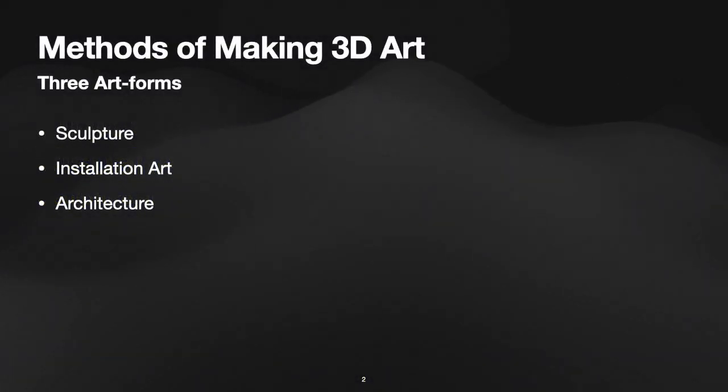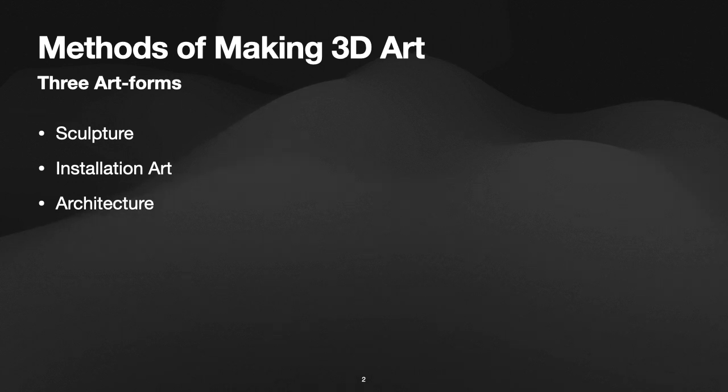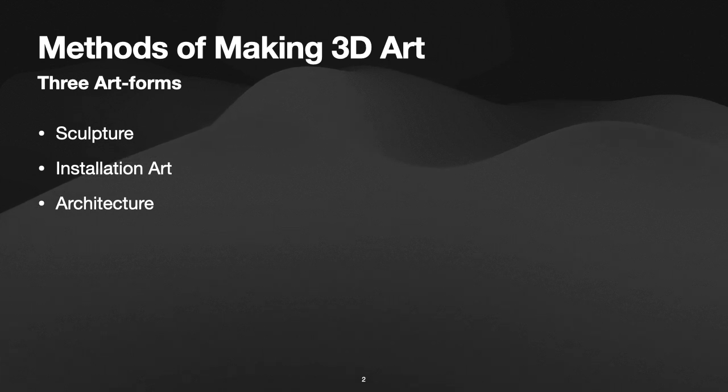Now, there are many methods of making 3D art, but the ones that we're concerned with today are sculpture, installation art, and architecture. In its barest form, sculpture is manipulating materials to create a form, a three-dimensional representation or expression of an artist's idea. Examples of sculpture that we've looked at before included Michelangelo's David, the Willendorf Venus.